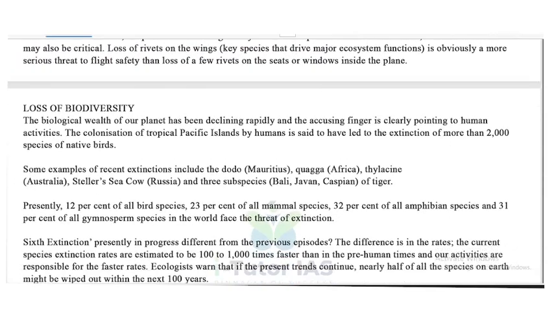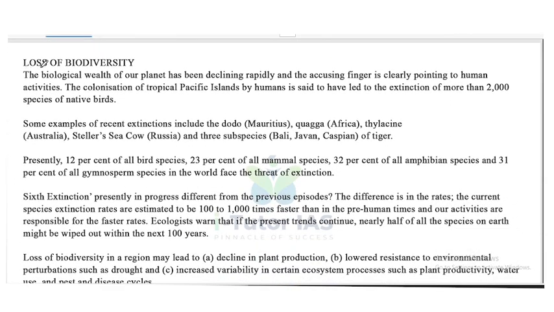Moving on to the next page, loss of biodiversity. So from the previous discussions, we have seen the importance of biodiversity. Now let's see what are the reasons for loss of biodiversity. The biological wealth of our planet has been declining rapidly, and the accusing finger is clearly pointing to human activities.